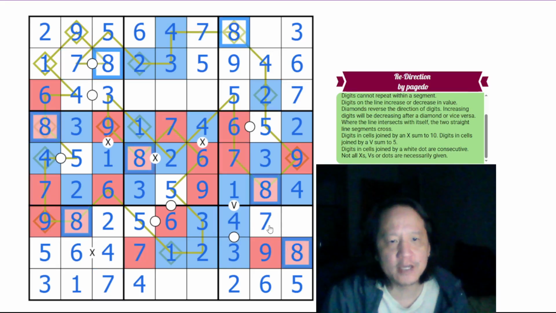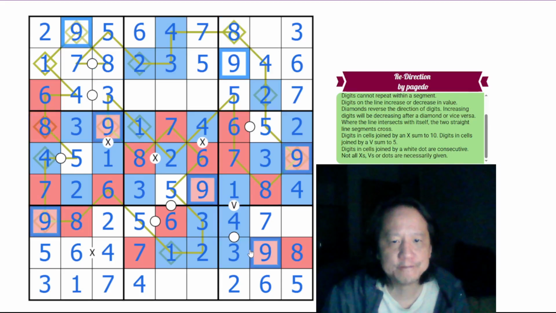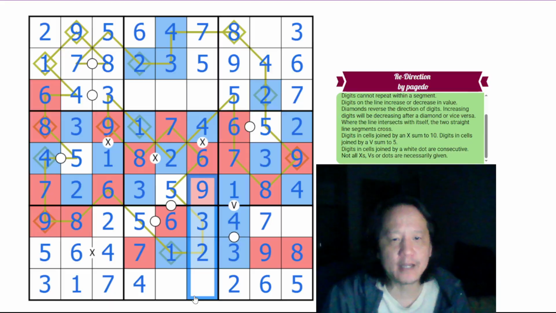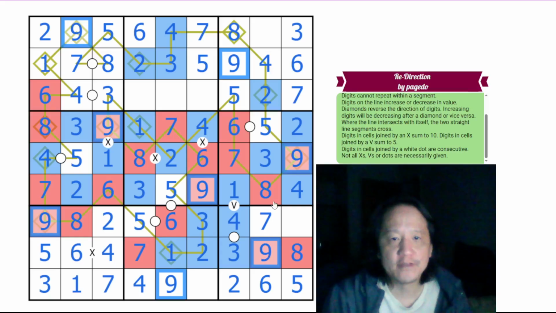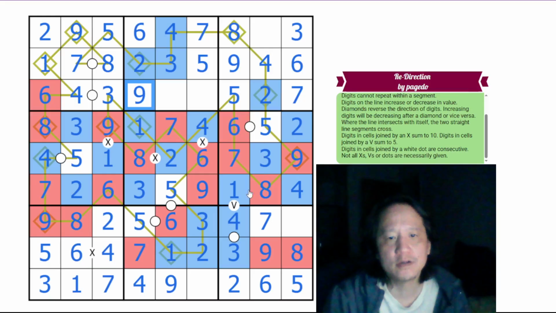So then we go to 8s, which are not restricted that much. 9s. In this lower central box, 9 cannot be here, so this forces 9 to be there. Therefore, we have 8 9s. We know where the last 9 has to be. It has to be there.